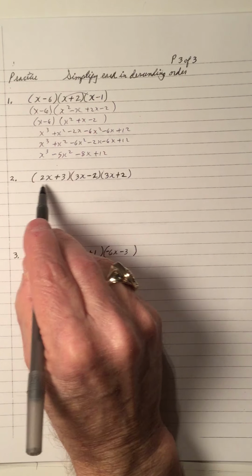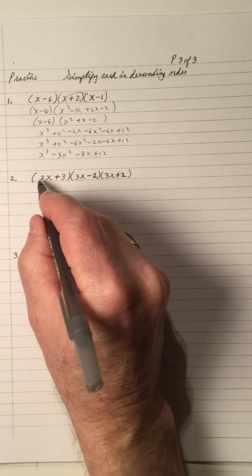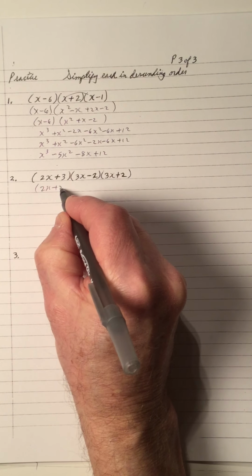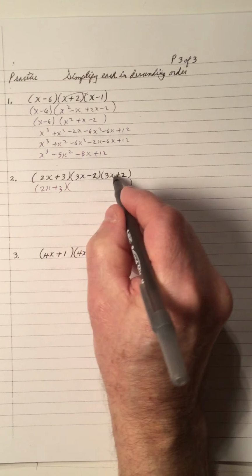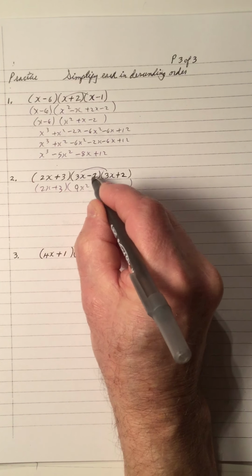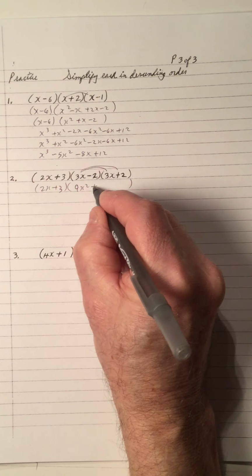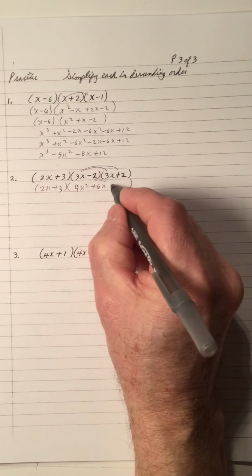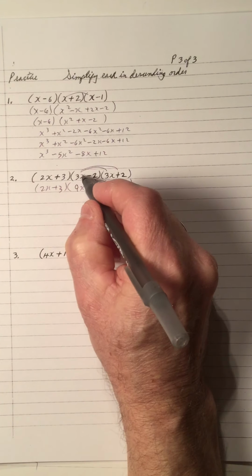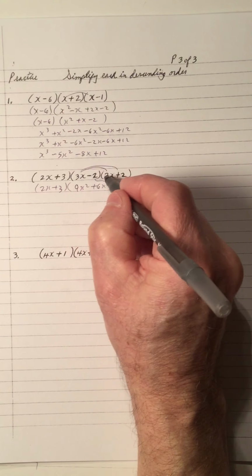Perfect. Now let's do these two. Or 3. So I'm going to leave this one alone and multiply these two. So that's 9x squared and plus 6x minus 6x minus 4. So first, outside, inside, last.